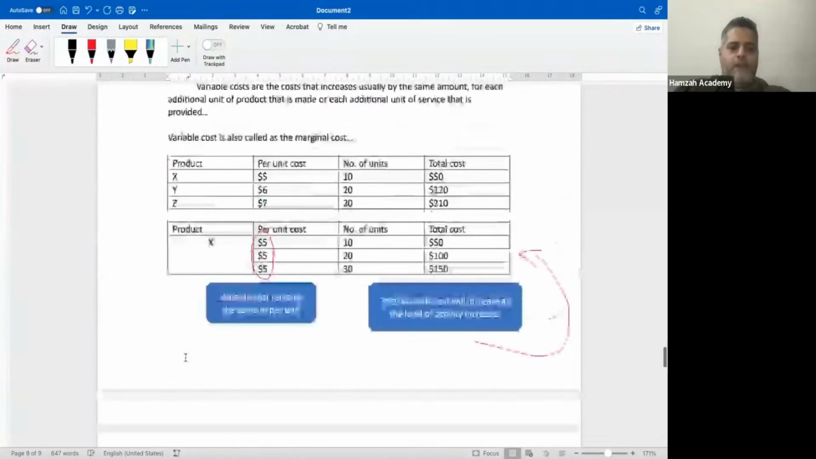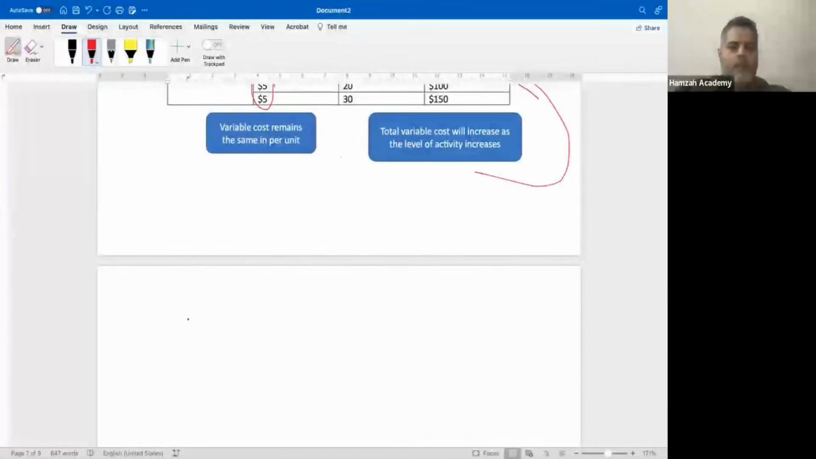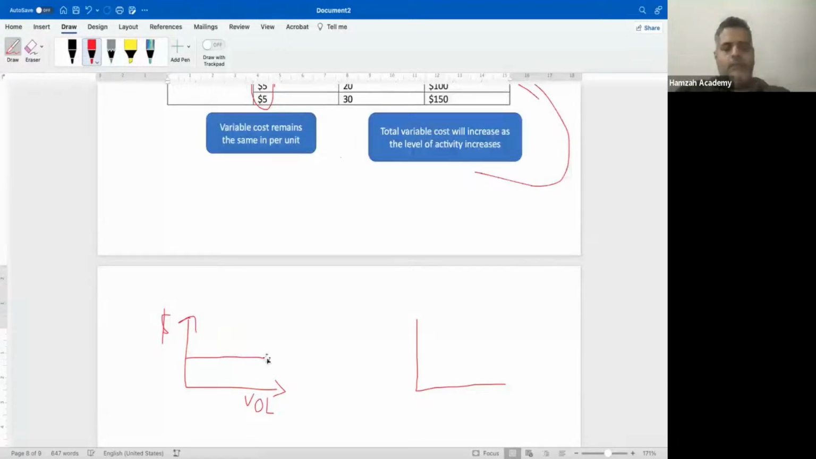Okay. Then, if I go here and graphically want to see, for example, if I have my graph over here, this is the volume, this is the amount, then I'm going to have a straight line over here.